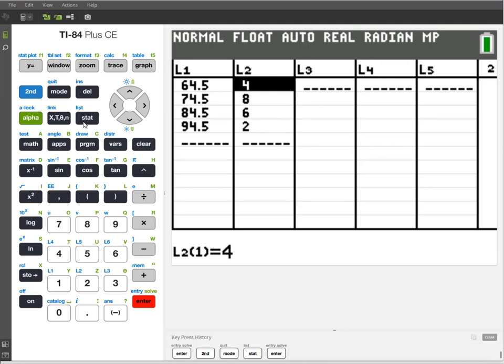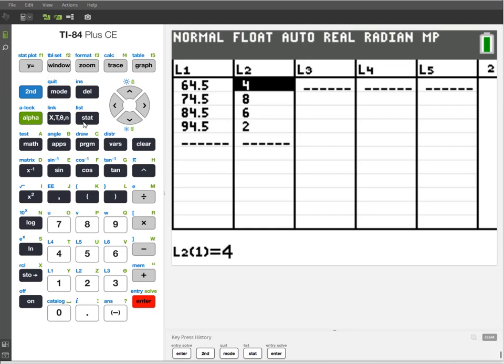L1 is again 64.5, 74.5, 84.5, 94.5. L2 is 4, 8, 6, and 2. Keep in mind that both your L1 and L2 lists need to be the same length or you will get an error message. Also make sure that each frequency in L2 matches the corresponding class that it should go to for L1. So make sure that both lists are in the correct order as well.